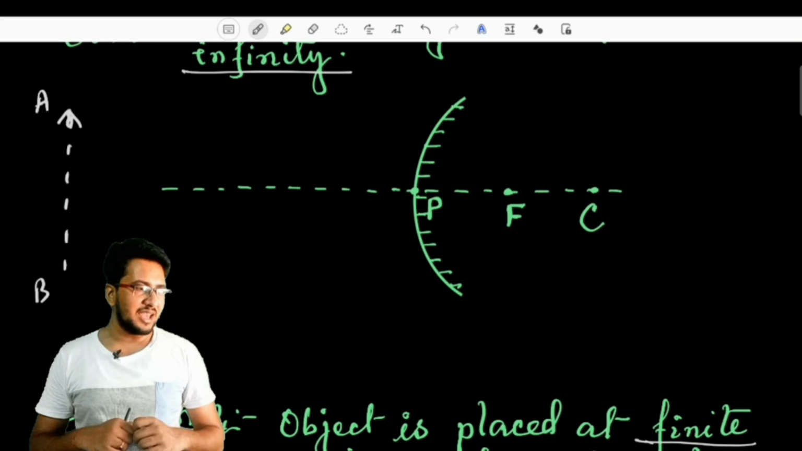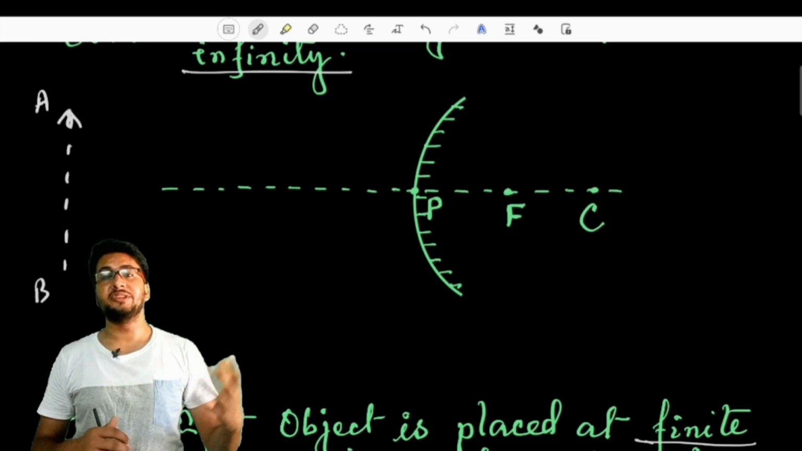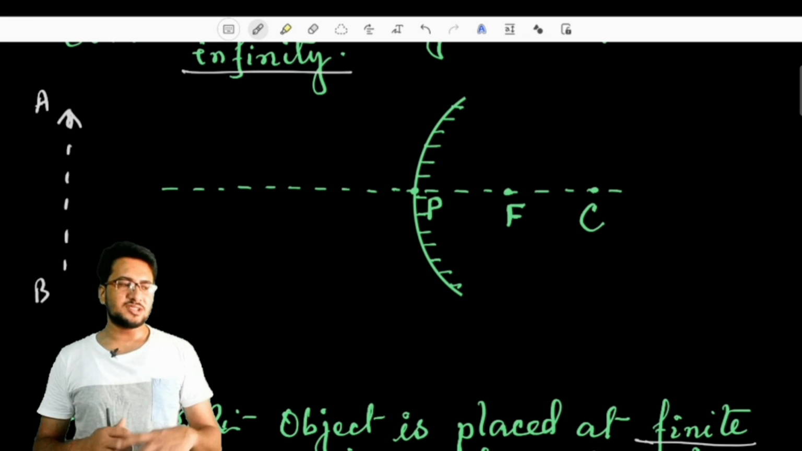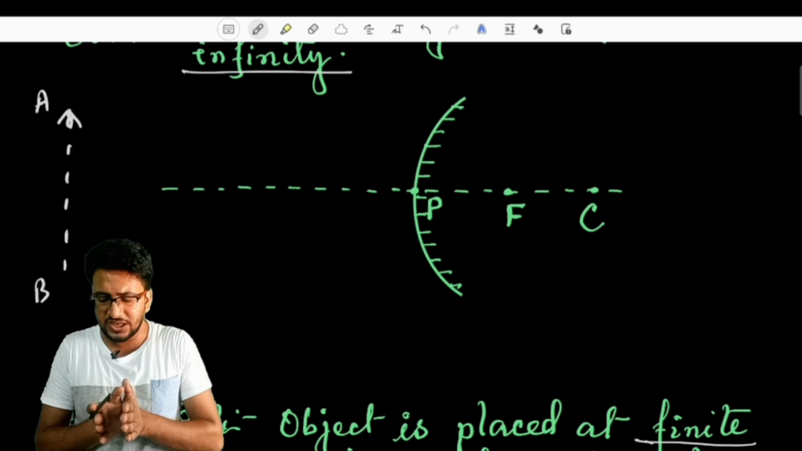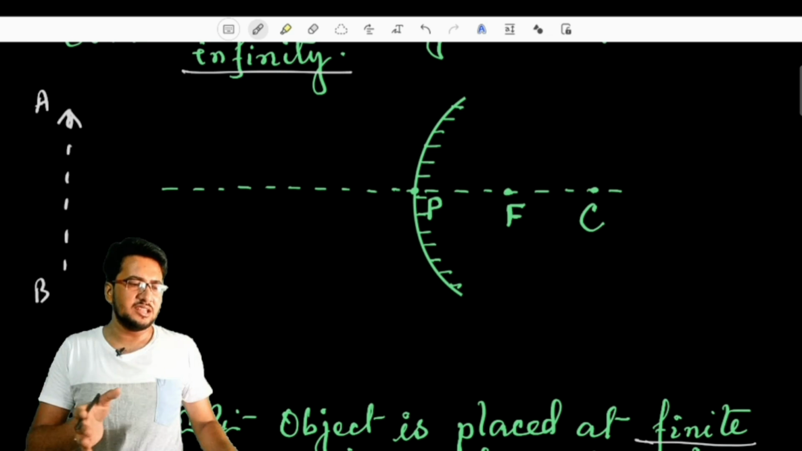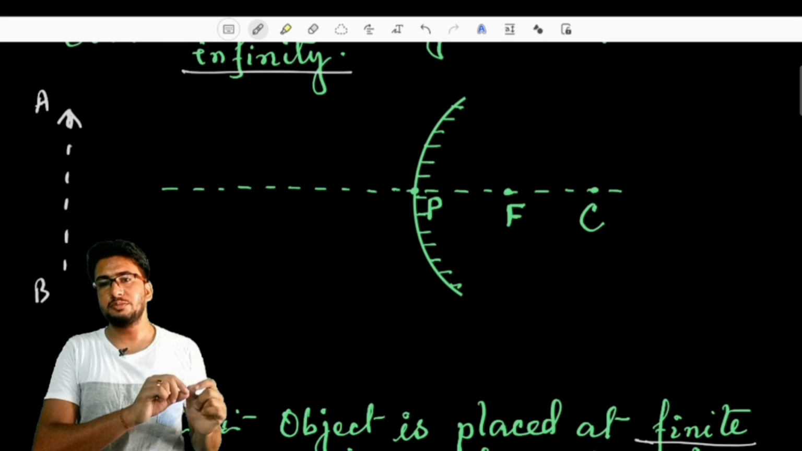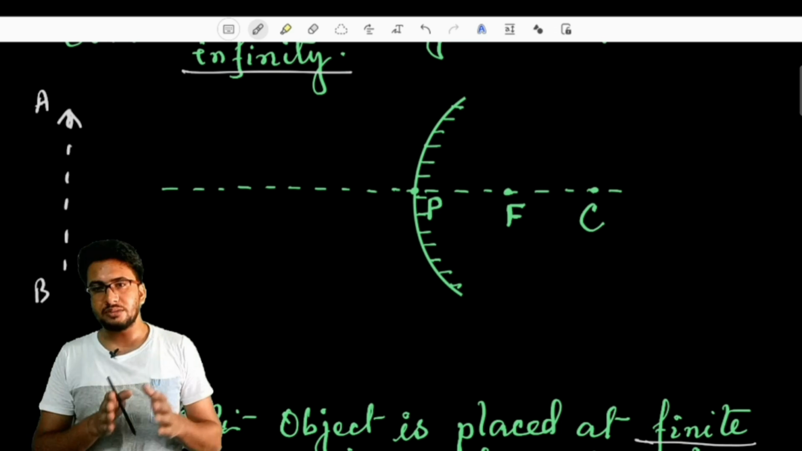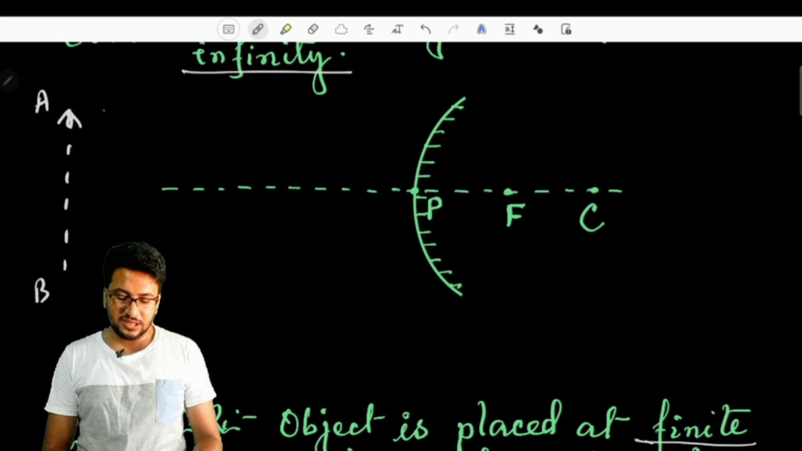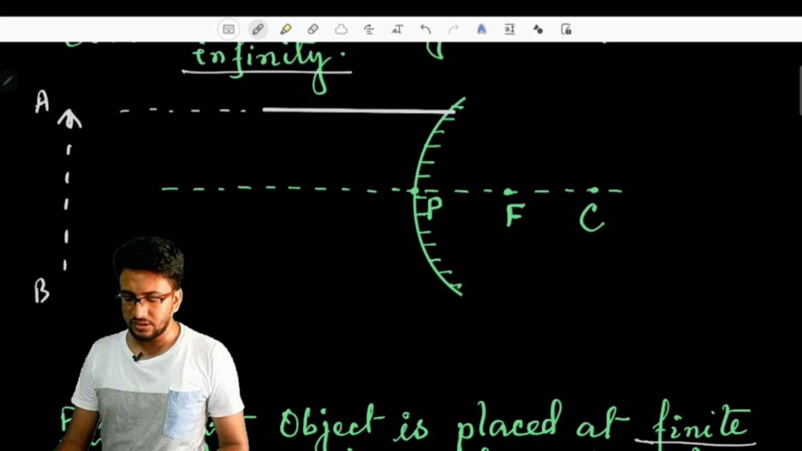When we work with sunlight, we say the sun is far away from us, so we can say that the sun is present at infinity. All the light rays coming from the sun appear parallel because they pass a very long distance. Actually, they aren't parallel when they start from the surface of the sun, but by the time they reach the earth, they become parallel. So suppose 2 parallel light rays are coming and falling on the surface of the mirror.